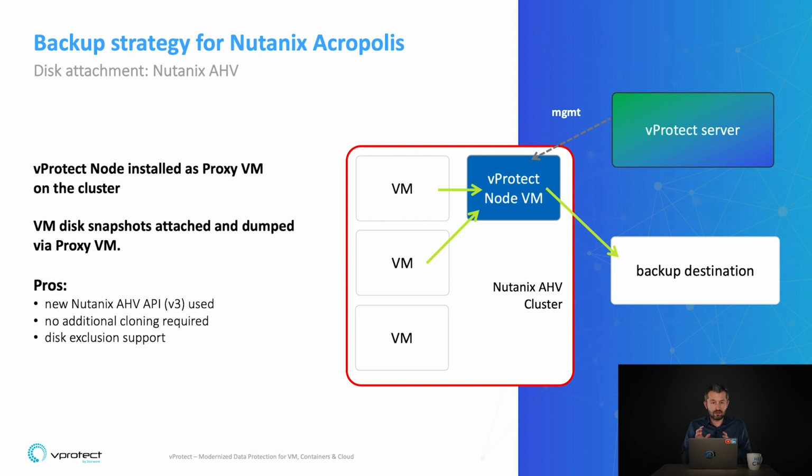Let's talk about the strategy which we chose with the Nutanix. We chose the disk attachment, so it means that, like I said, the node needs to be installed on the cluster itself, but later on we just need to attach the snapshot VM, the snapshot disk, to the node and send this information to the backup destination that we are providing and supporting.